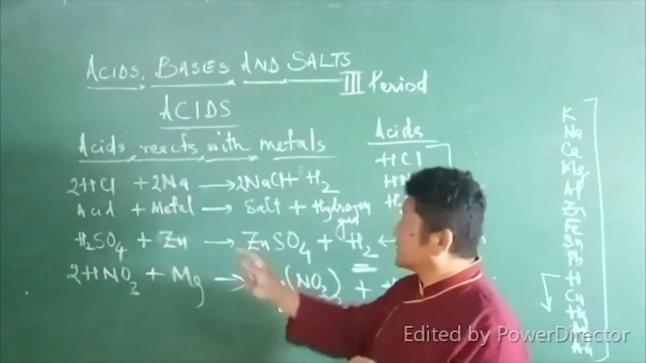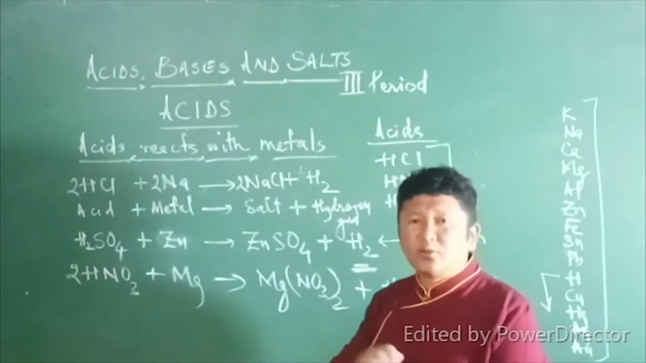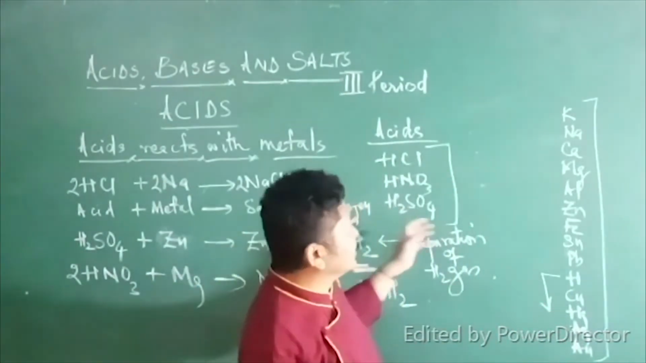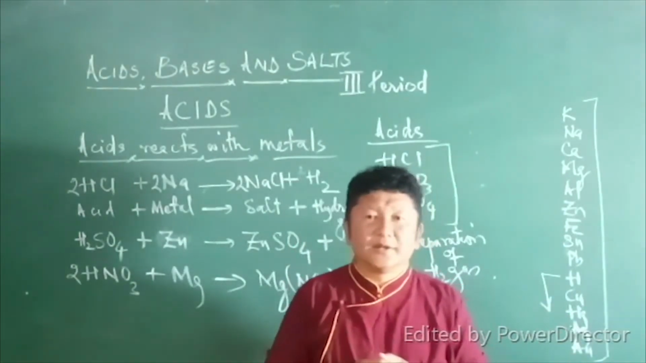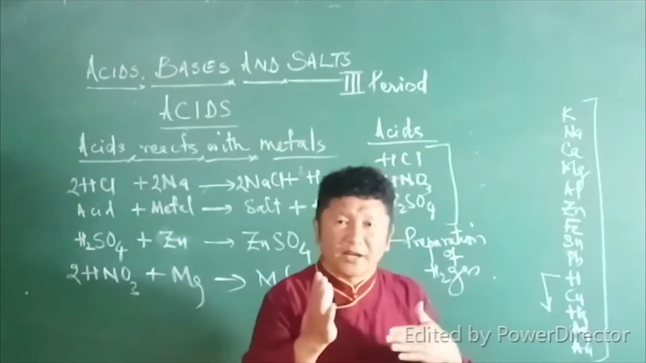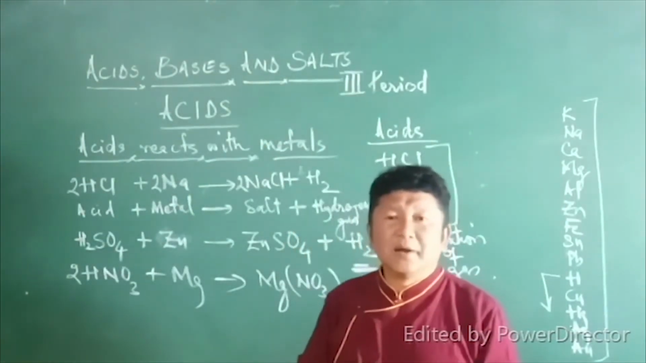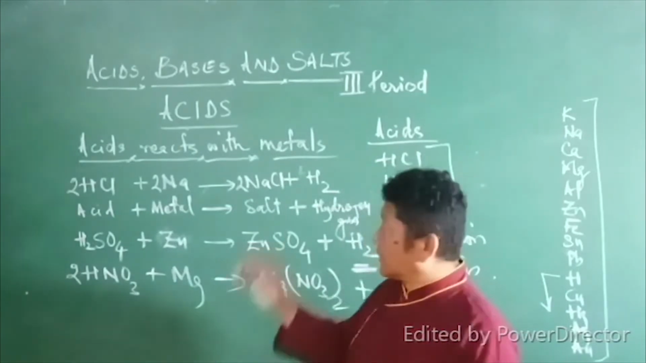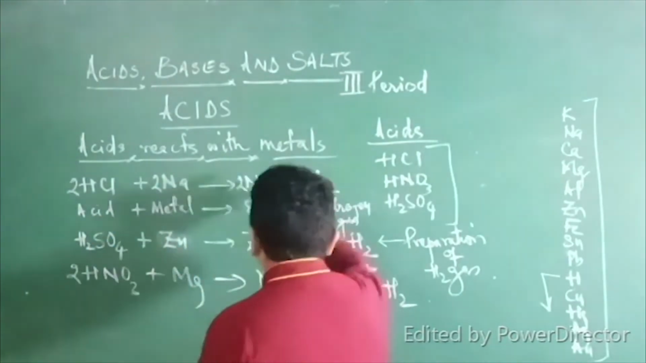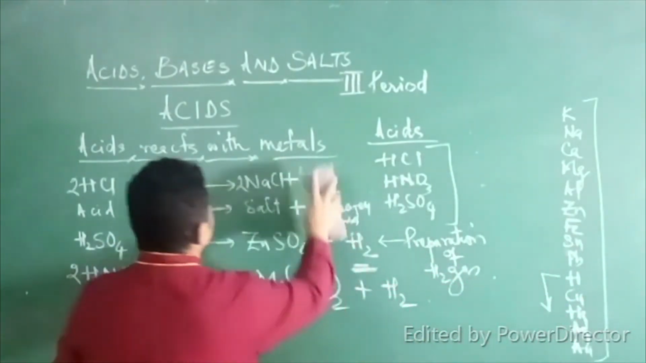Metal reacts with acid to form salt and gives off hydrogen gas. You can write a number of such reactions with all these metals, except those below hydrogen, which cannot displace hydrogen gas. Otherwise, all of these can react easily with acids.